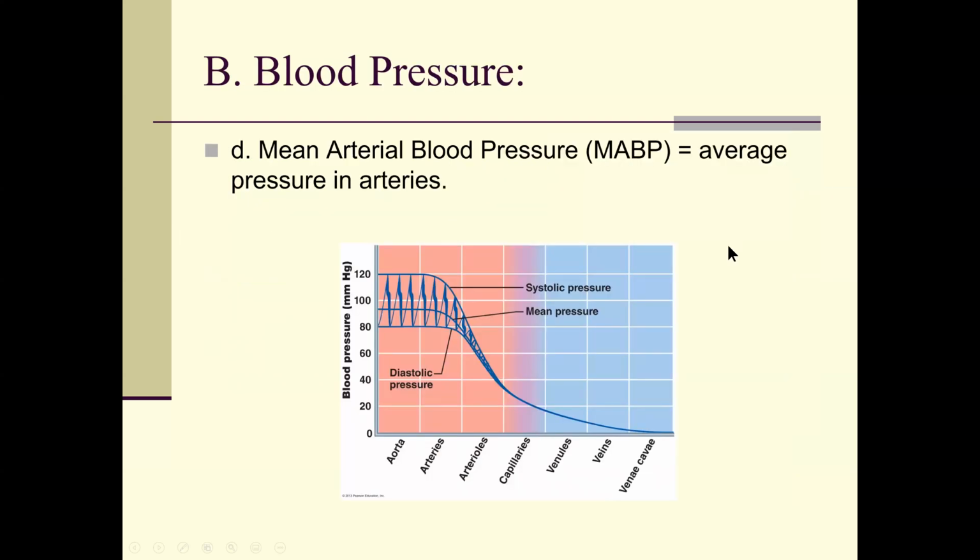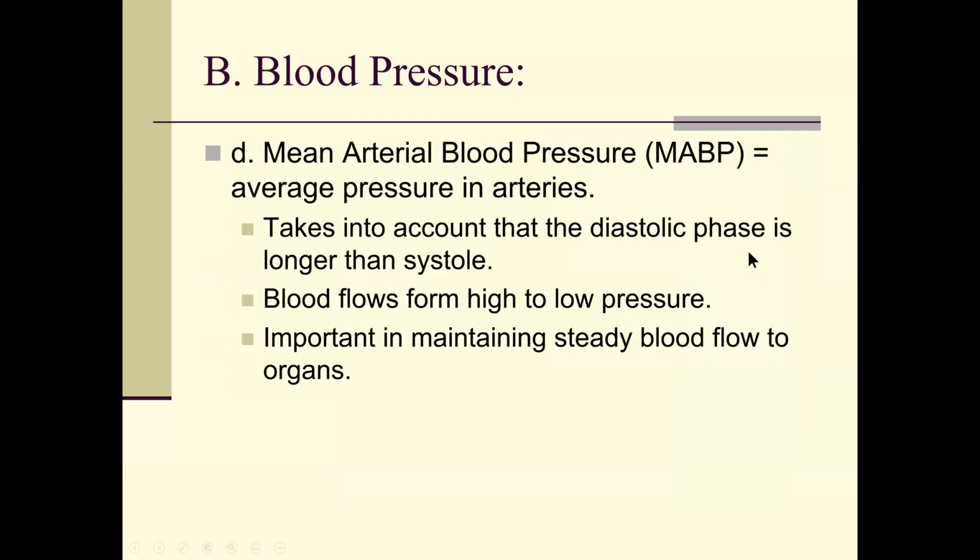Arterial pressure is different than pulse pressure. Okay, it's the average pressure in the arteries, and it takes a number of things into account. Systole lasts shorter than diastole. Excuse me, the rest phase, the diastolic phase, is longer than the systolic phase. Blood flows from high to low pressure, important in maintaining steady blood flow.